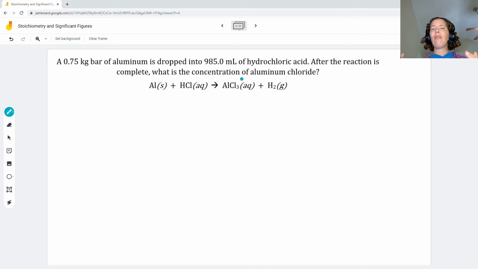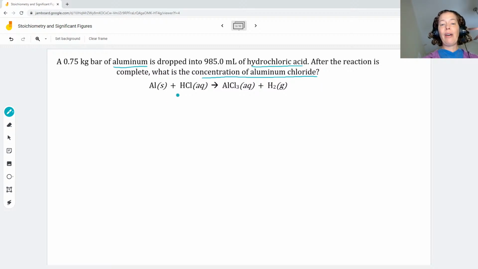But let's first identify this as a stoichiometry problem. How do we know it's a stoichiometry problem? Except for the fact that the title of the live stream is stoichiometry. So I am given information about aluminum. I'm also given information about hydrochloric acid, but I am asked about concentration of aluminum chloride. So I'm given information about one molecule. I am asked information about another molecule. I'm going to have to tie these two together with a balanced chemical equation.